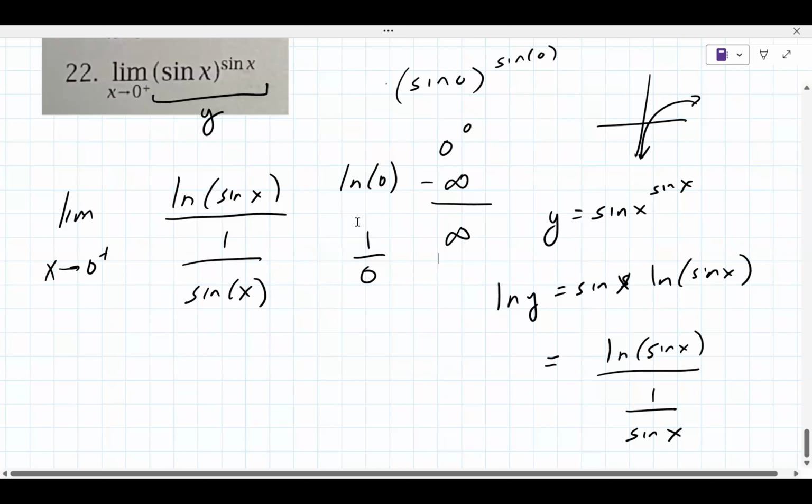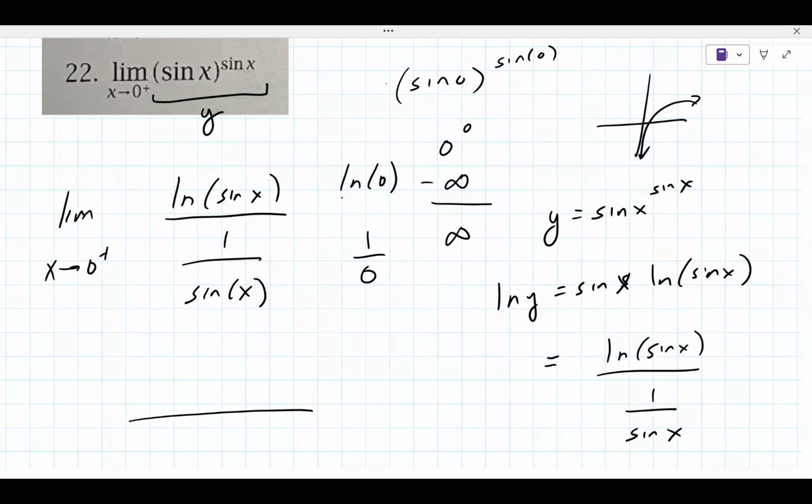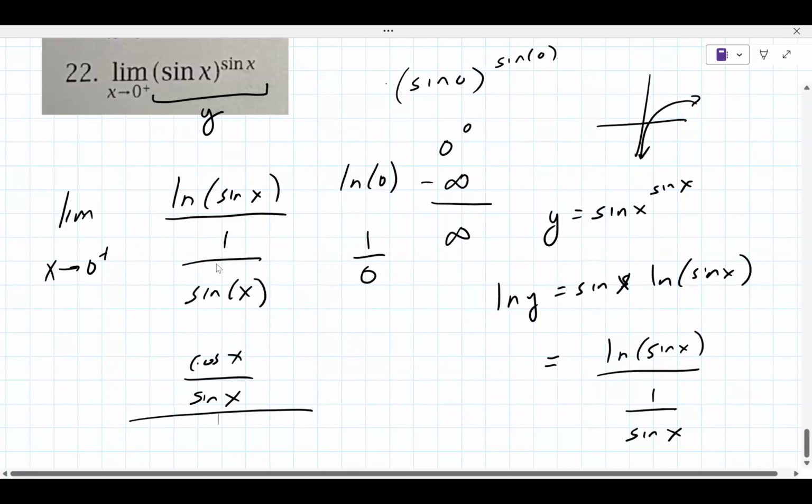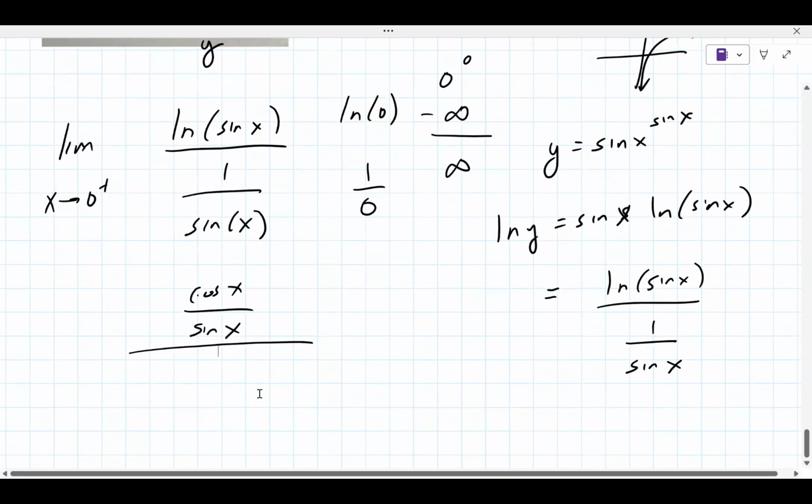So now we're going to take some derivatives. Can you give me the derivative of the top? Cotangent x, or cosine x over sine x. Yeah, that's better. So it's cosine x over sine x. And then the bottom is quotient rule, maybe, followed by chain rule. Depends on how you look at it. 1 times.